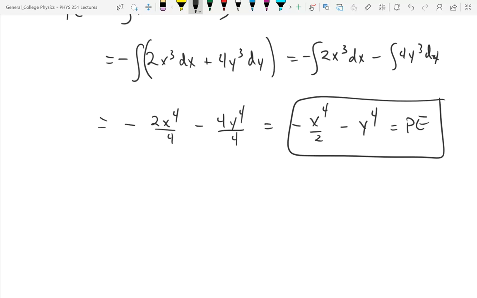So you broke them up into two parts. Yeah, because of the dot product. Yeah. And so there should have been my correct potential energy function.